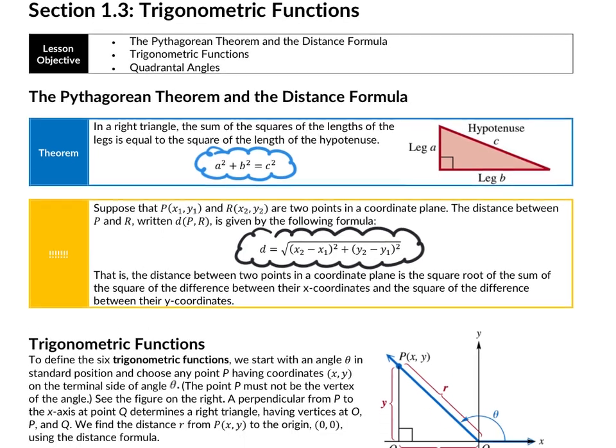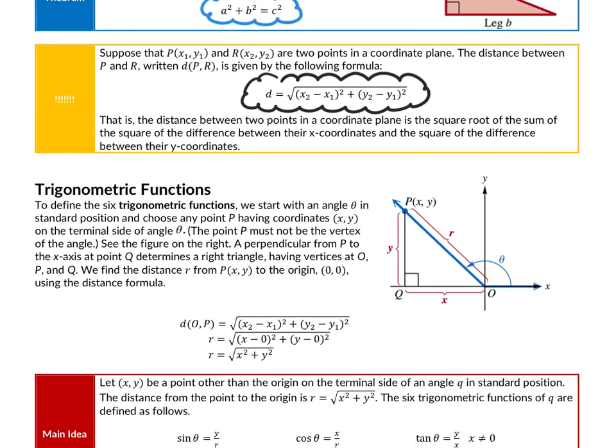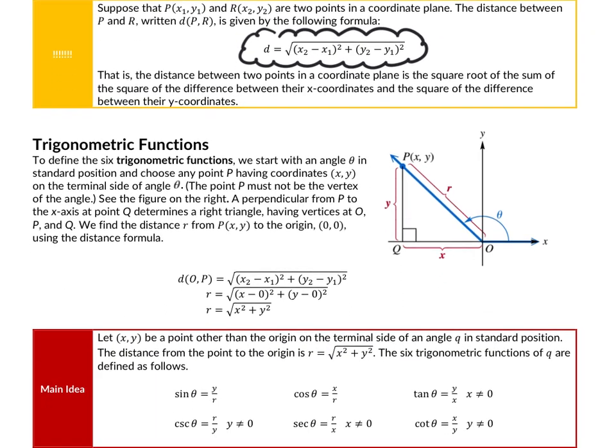Check. Okay. Now, when we define our 6 trigonometric functions, we will start with an angle theta in standard position, which we discussed last time, and choose any point P having these coordinates x and y on the terminal side of angle theta. So here's our angle. This is our initial side. So we have this obtuse angle here.